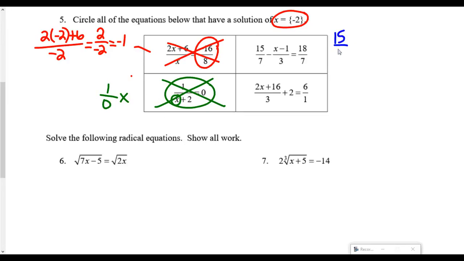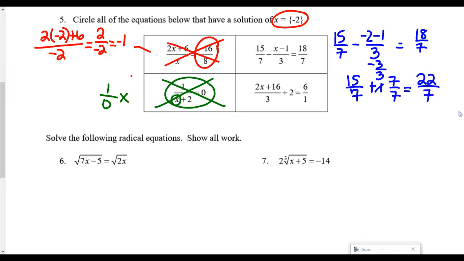All right, let's try the upper right here. I have 15/7 minus -2 minus 1 over 3. Does that equal 18/7? Okay, so what's this? This is -3 over 3, which is just -1. And it was minus -1. So I have 15/7 plus 1. So that would be 1 I can rewrite as 7/7. 15/7 plus 7/7 is 22/7. That is not the same thing as 18/7, so this one does not work either.